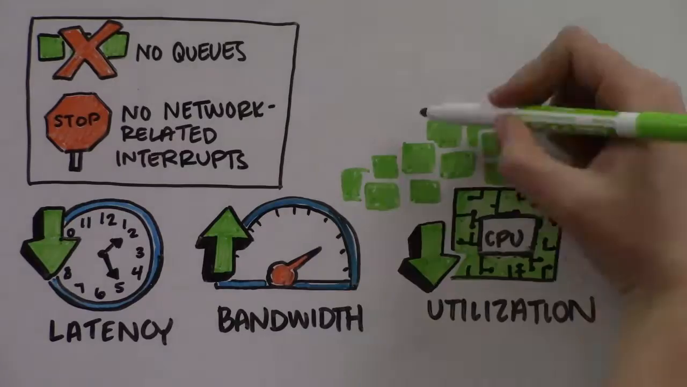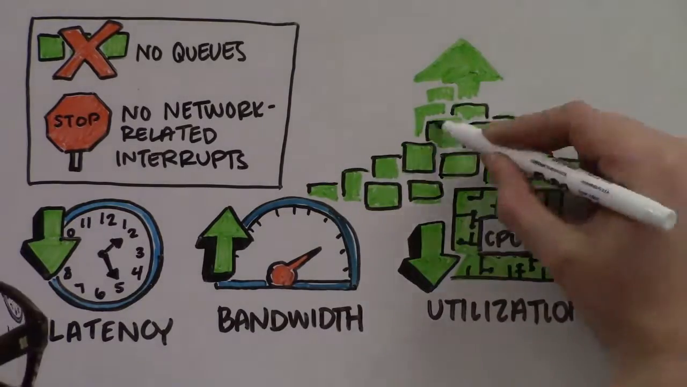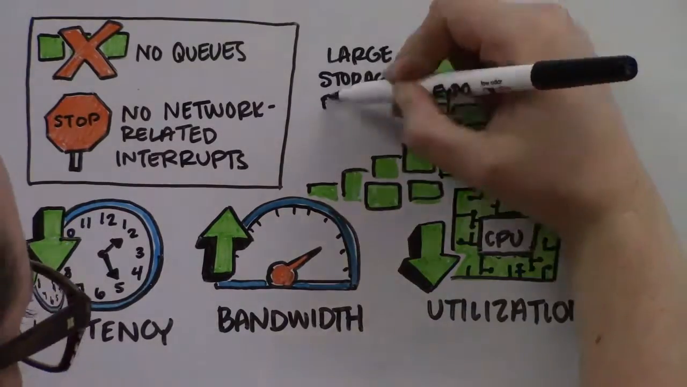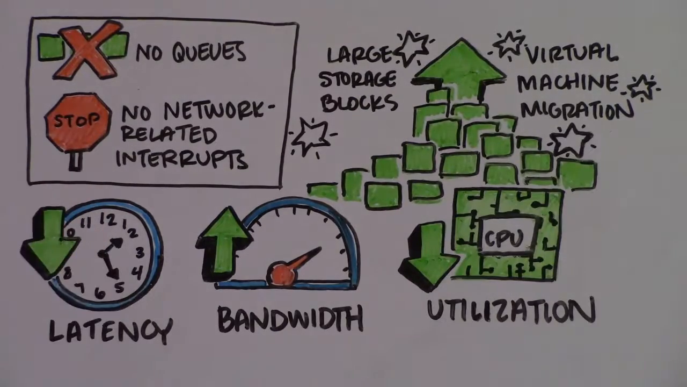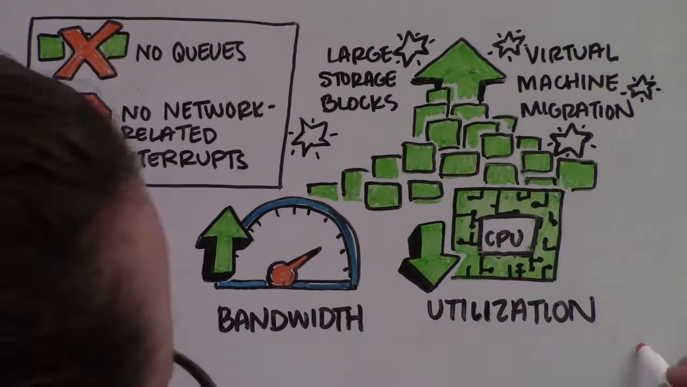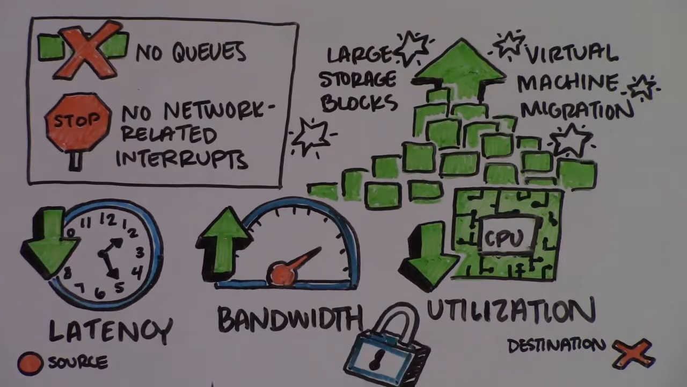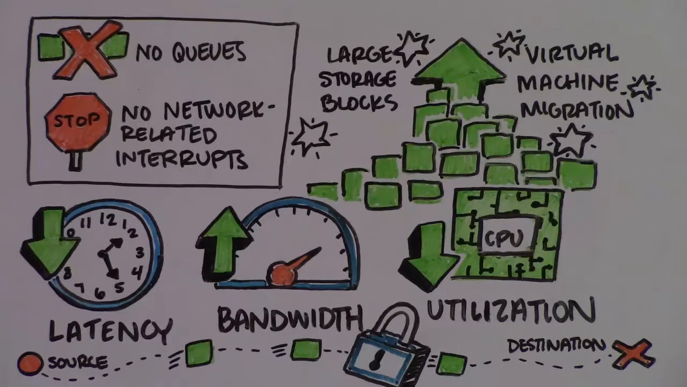The advantages of kernel bypass increase with the size of the messages, which is a key reason iWARP shines with large storage blocks and virtual machine migration. Furthermore, iWARP's connections between source and destination are secure, protecting users' data in flight.